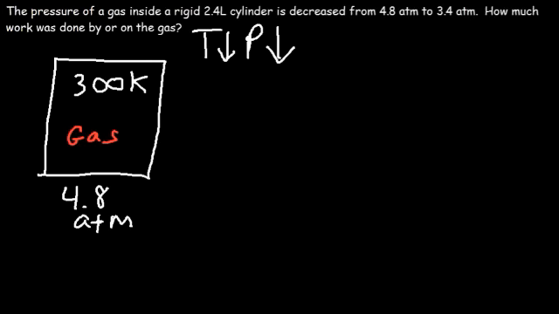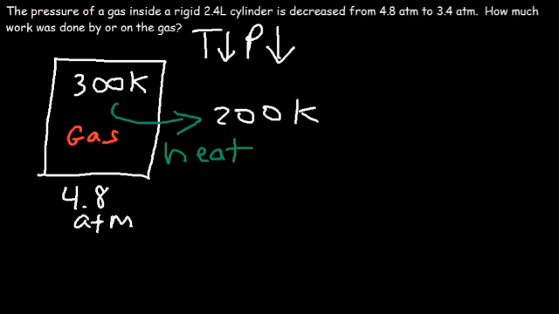If the air of the surroundings is less than 300 Kelvin, let's put it at 200 Kelvin, heat is going to naturally flow from hot to cold. So heat energy is going to leave the gas into the colder surroundings. And as that happens, the pressure will decrease.